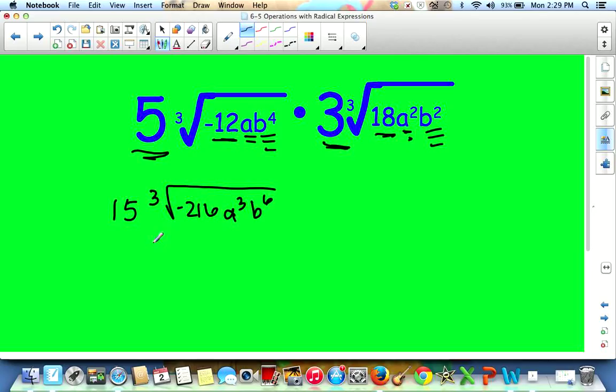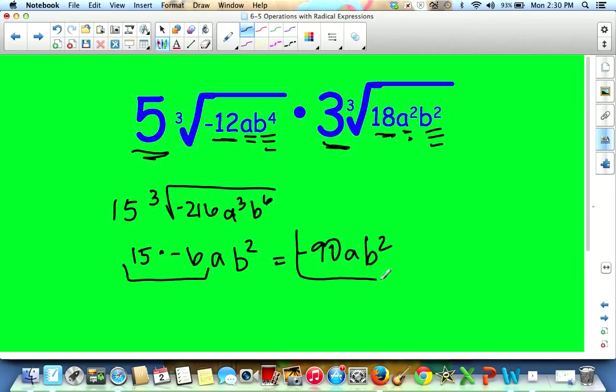So when we do this, we have 15 times the cube root of a negative 216, which actually comes out nice. It's a negative 6. The cube root of a to the 3rd is a. And then the cube root of b to the 6th is b squared. So we can go ahead and put these together. 15 times a negative 6 is a negative 90. So we have a negative 90a b squared. And that's our answer.